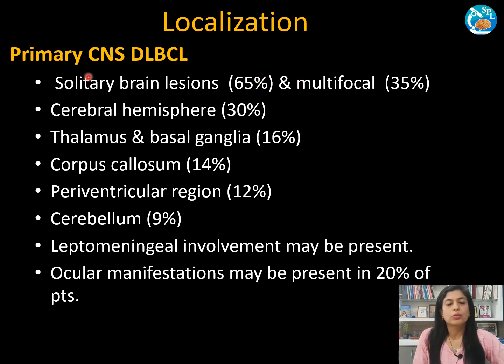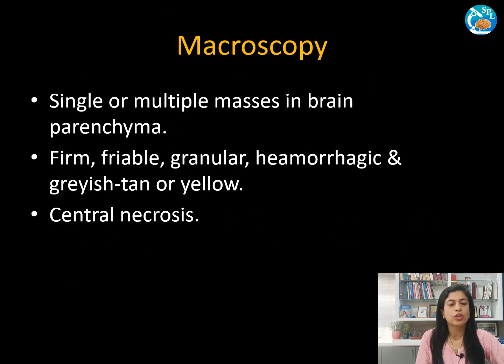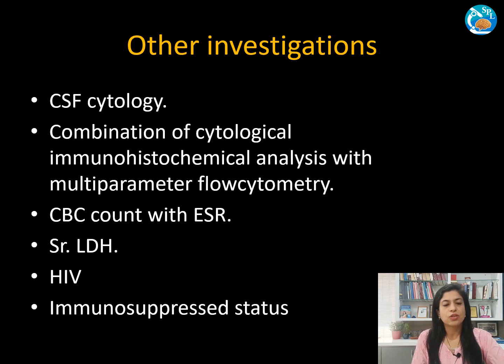Localization now: solitary brain lesions account for 65%, and multifocal lymphomas account for almost 35%. The most common site is the cerebral hemispheres, followed by thalamus, basal ganglia and corpus callosum. Leptomeningeal involvement may be present, and 20% of patients have ocular manifestations. Macroscopy: these are single or multiple masses in the brain parenchyma. They're firm, friable, granular hemorrhagic masses, and grayish tan or yellow in color with central necrosis.